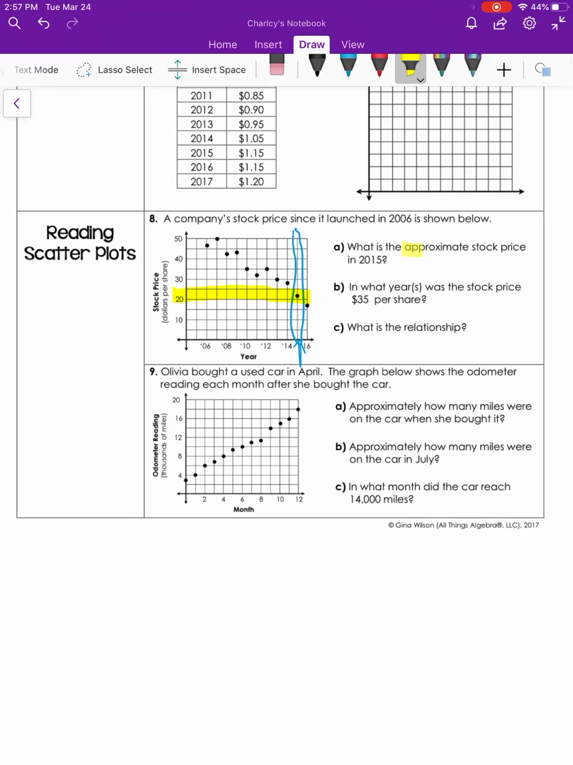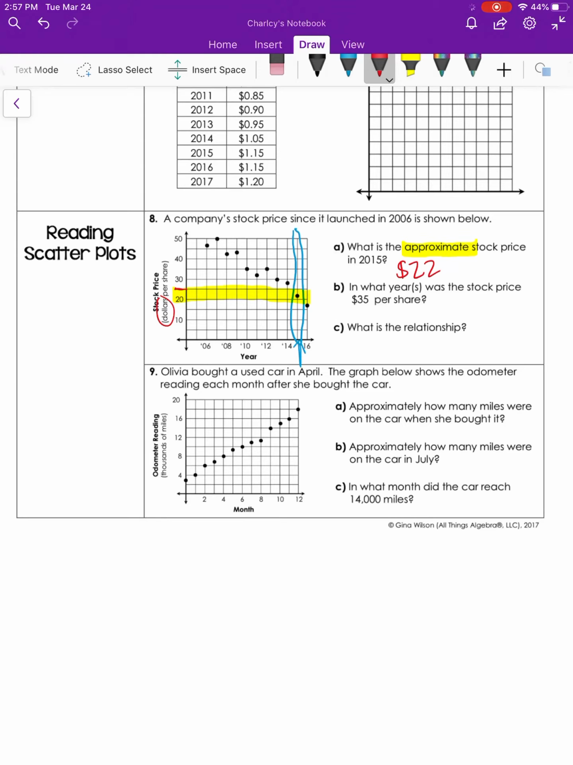And notice that it says approximate in our question here. All that means is you're not going to find a perfect answer, and that is okay. You're going to have to do a little bit of estimation. That's the cool thing about scatter plots and data. You don't have to have it perfectly on the number. You are going to have to estimate a little bit. So notice that our dot is between 20 and 25 because our y-axis is actually counting by fives. So it's not quite halfway between 20 and 25, so I'm going to call it about 22. And since we're counting in dollars, I would say $22.